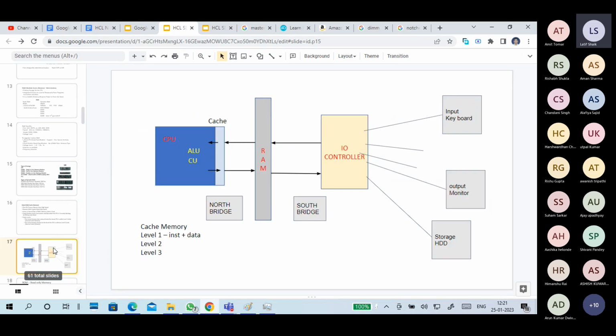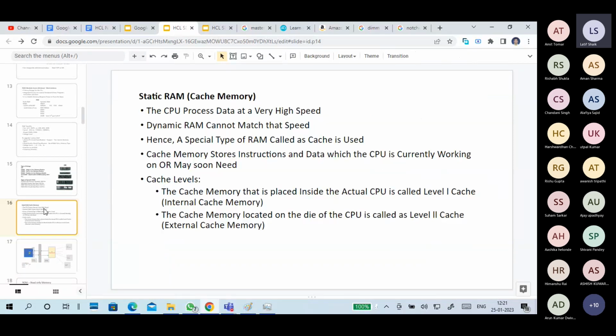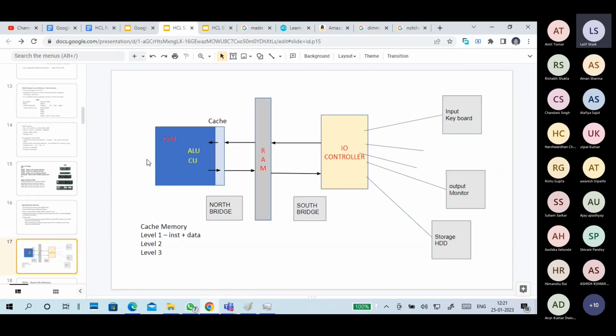This is about static RAM, and this we cannot take apart, guys. So look at this diagram here. This is the CPU.